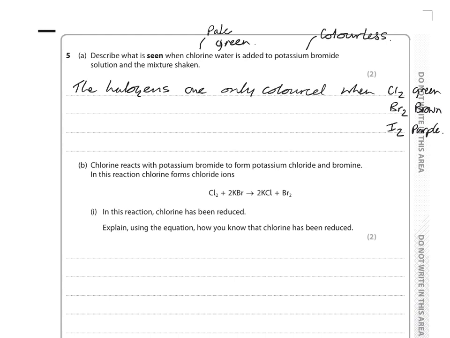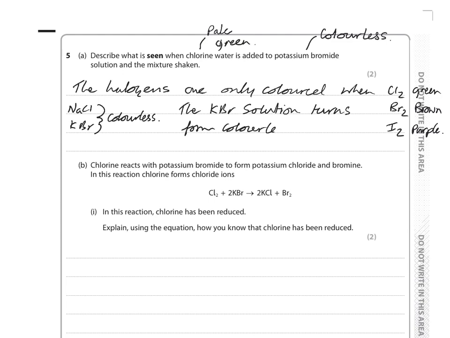But they're not coloured when they're salts. So sodium chloride, NaCl, KBr, salts are colourless. And therefore what you're going to get is you're going to get changing colour from colourless. So the potassium bromide, the KBr solution turns from colourless to orange stroke brown.